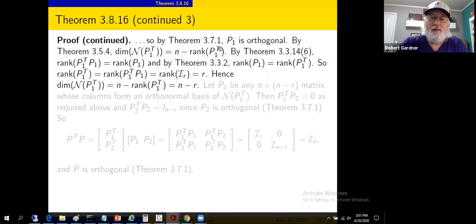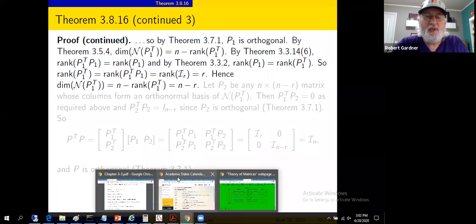Now we need to talk, and we're almost there, we need to talk null spaces. The dimension of the null space of this matrix is n, it's an n by n matrix, minus the rank of this matrix. Okay, P1 was n by n. It had n columns, is what matters. But P1 transpose, null space, number of columns minus the rank. This is the rank nullity equation. Let me see if I've got that at my fingertips from section 3.5.